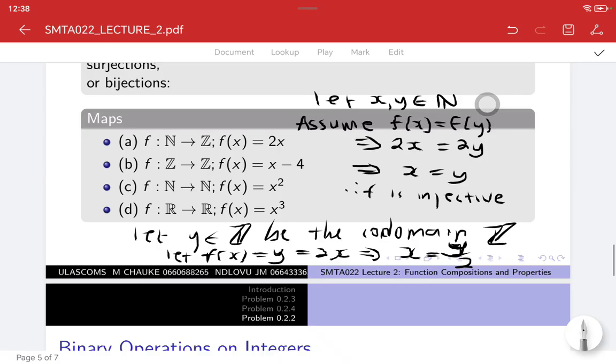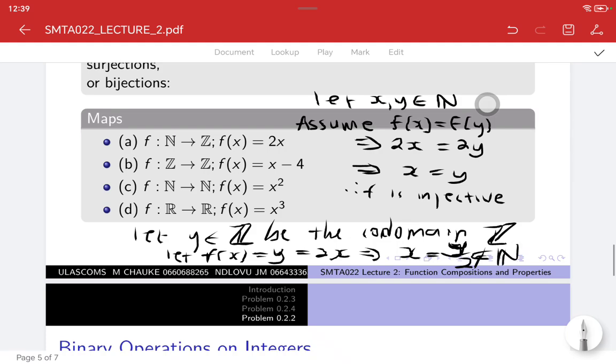Let's say from Z I took 1. Is 1 over 2 going to be a natural number? Guys, is 1 over 2 a natural number? No. Therefore, this cannot be surjective, because this is not an element of the natural numbers.